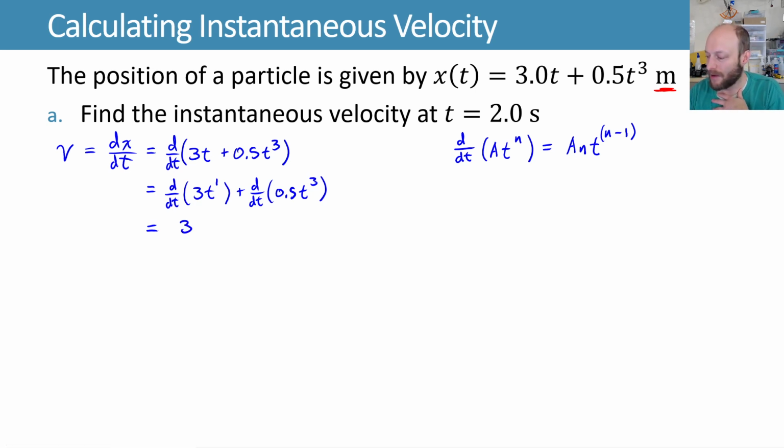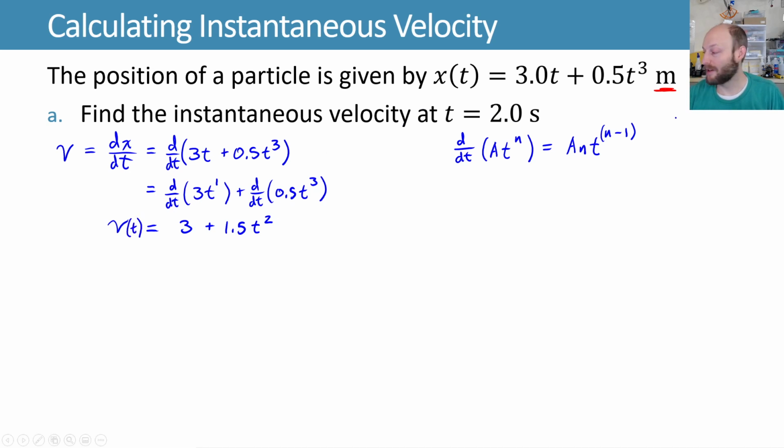Then from the second term, we have 3 times 0.5. That gives us half of 3, or 1.5. And then times time to the 3 minus 1 power. Remember, we subtract 1. And 3 minus 1 is 2. So we end up with a function 3 plus 1.5 t squared. So that's my velocity as a function of time. And now I want to evaluate that at time equals 2 seconds. So I say, hey, my velocity as a function of time is this.